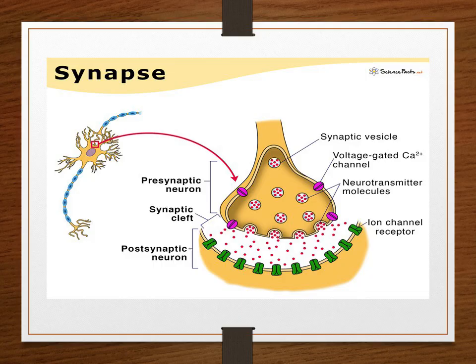The signals which are transmitted are recognized by the neurotransmitters which are present in the synaptic vesicles. And these neurotransmitter molecules come and bind to the ion receptor channels and then help in the transmission of signals through the postsynaptic neuron.